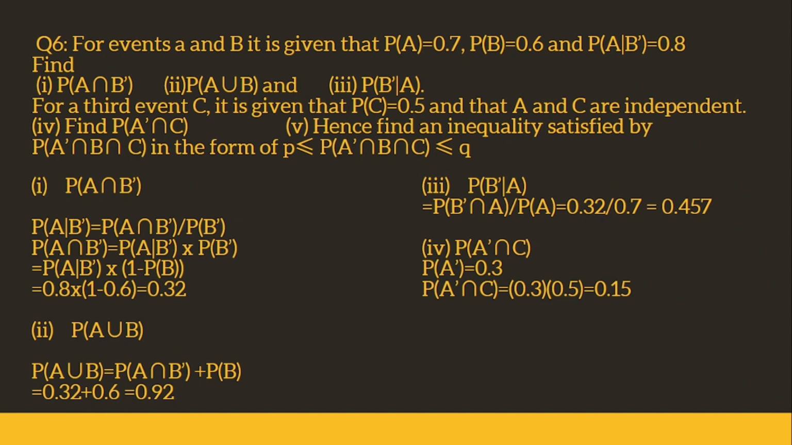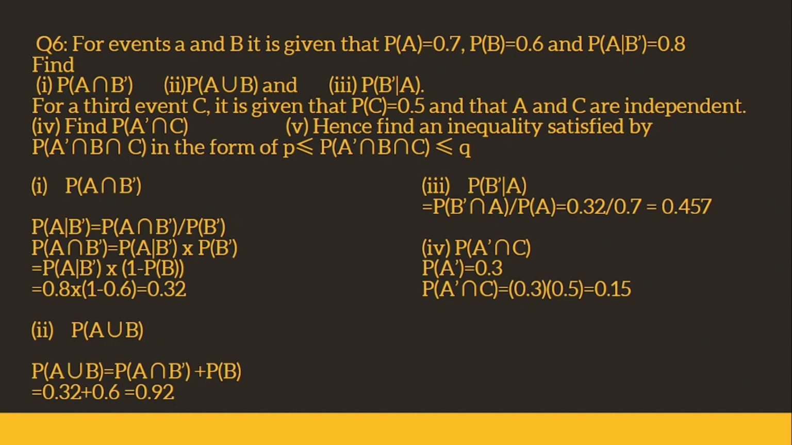So for finding the probability of A intersecting B prime, we just fall back on the formula for conditional probability because they already gave that. So the probability of A given B prime is equal to the probability of A intersecting B prime divided by the probability of B prime. In this case, we can make the probability of A intersecting B prime the subject, which will then be equal to the probability of A given B prime times the probability of B prime. In this case, it's just going to be the probability of A given B prime times 1 minus the probability of B, which will just give B prime. So in that case, you put the numbers in, then we get 0.32.